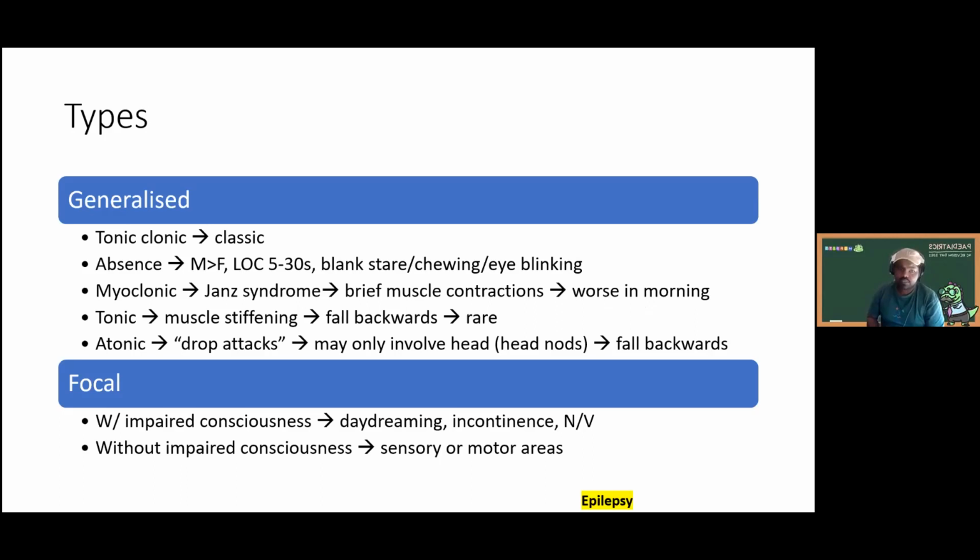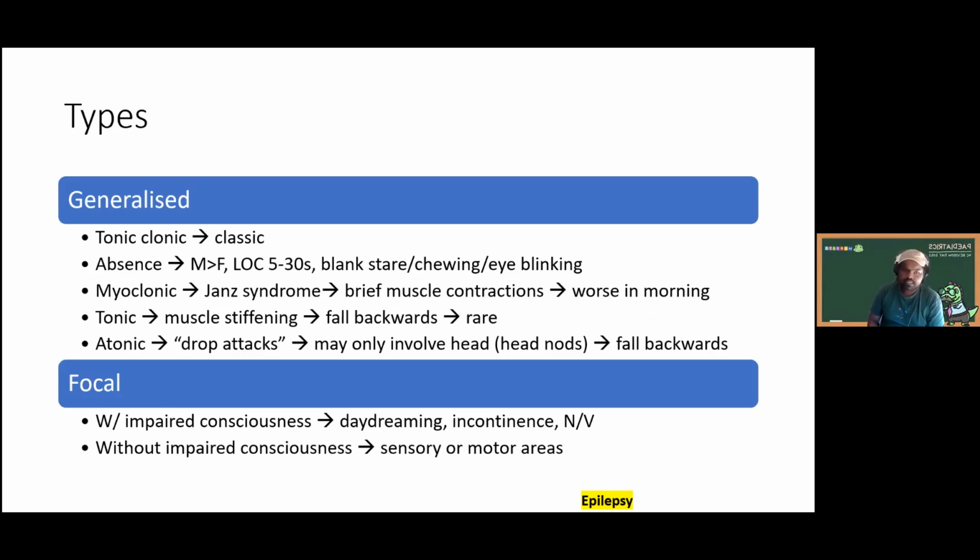In terms of the types, it's broken up into generalized and focal. So you don't really call them grand mal and things like that anymore. And in terms of generalized, the two main ones to know for Paeds would probably be your tonic-clonic, which is your classic, and your absence seizures. You have your other ones there that you can remember, but generally for exams, it's your tonic-clonic and your absence.